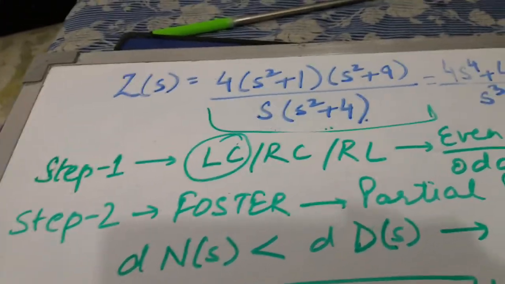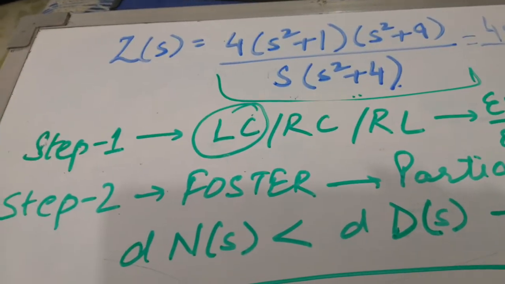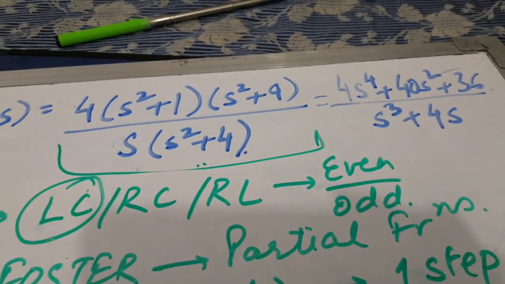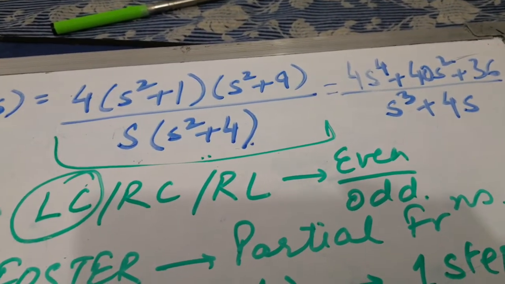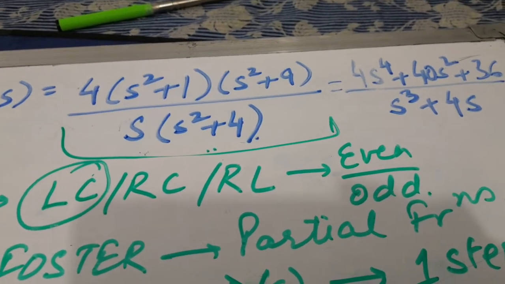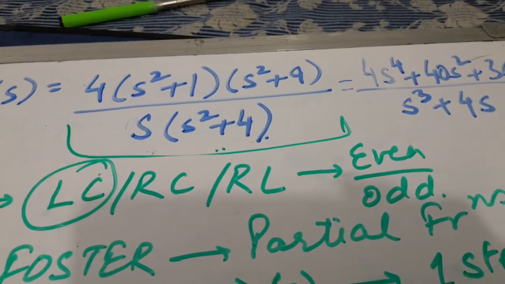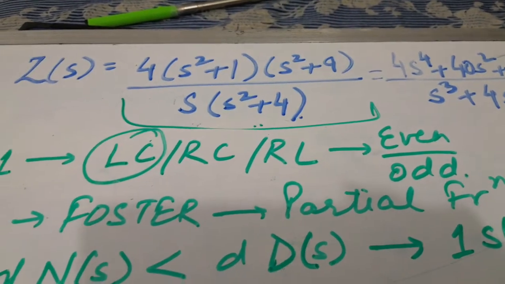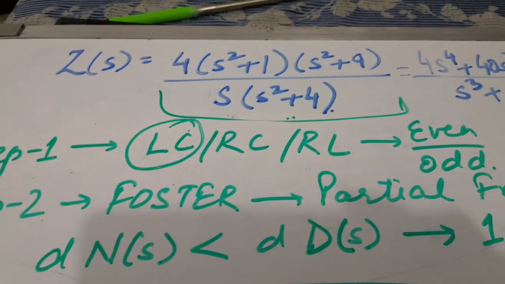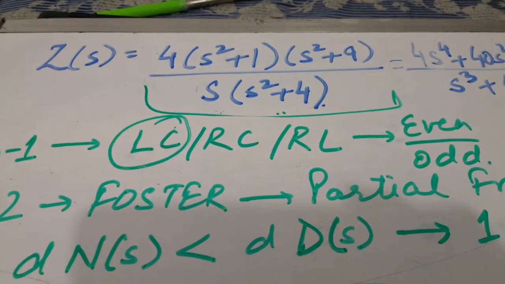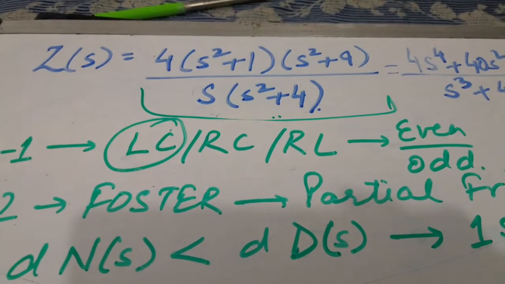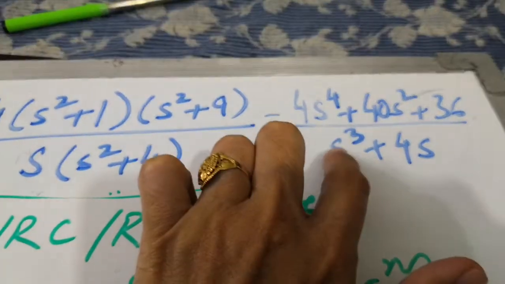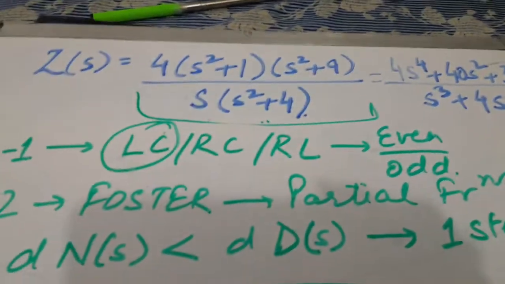Step number 2 is, because we know that we have been told to find out the Foster forms. Foster means partial fractions. Just keep this thing in your mind that wherever Foster term will come, you have to go for the partial fractions. But one thing that you all should keep in mind is, for carrying out the partial fractions, the degree of numerator should always be less than the degree of denominator. Can you see here? The degree of numerator is 4 while the degree of denominator is 3. So that means this condition is not fulfilled.